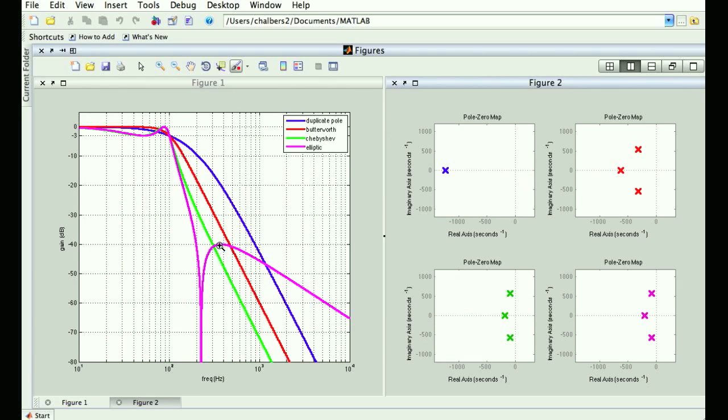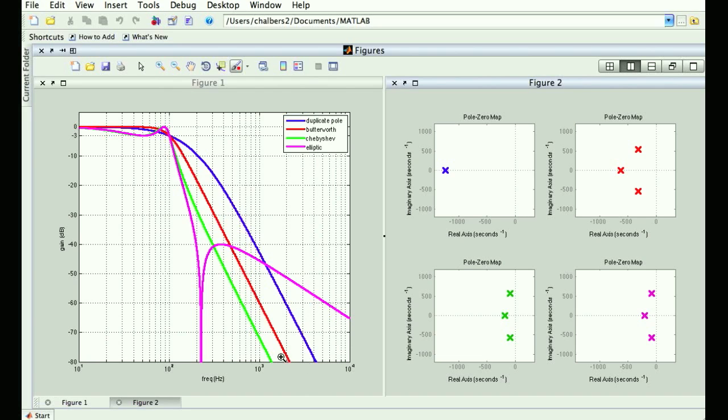So let's see here. Let's look at the blue one. What's an easy one to look at? The blue one? Oh, maybe the red one. Okay. So the red one, down here, at a frequency of 10 to the 4th, it's at, can you read that?